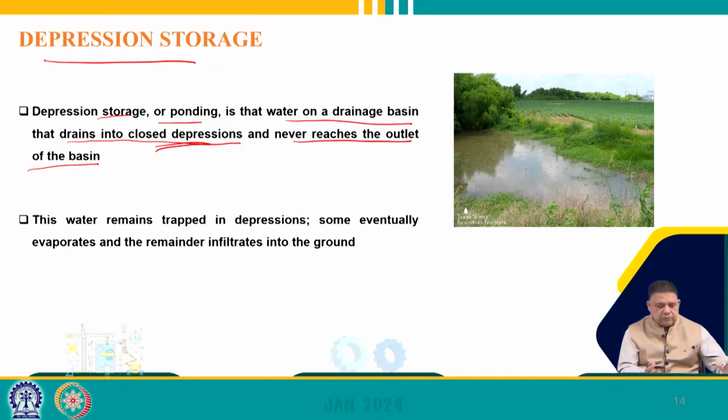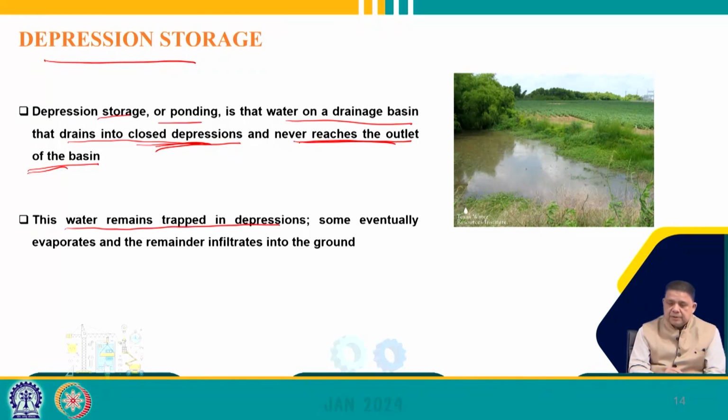The water will continue to flow, but whatever water is retained in the pot will not be a part of the water reaching the outlet. So, this will never reach the outlet, and it will be there in the closed depressions. This water remains trapped in depressions.